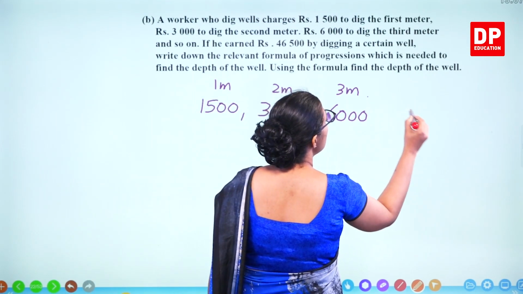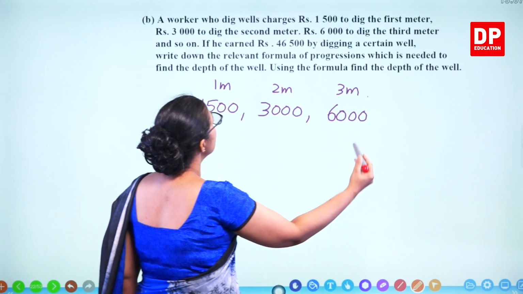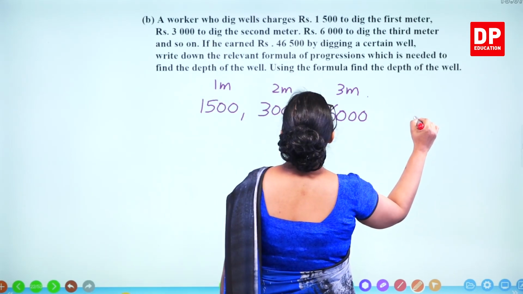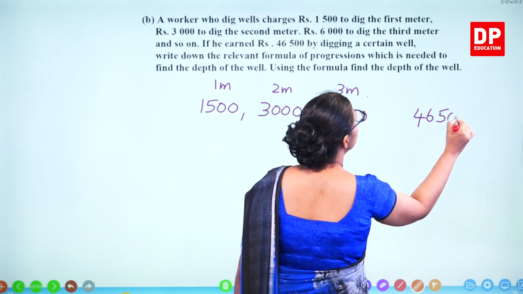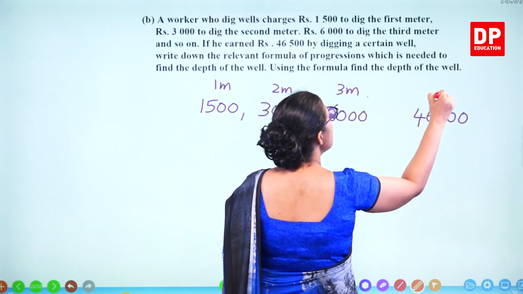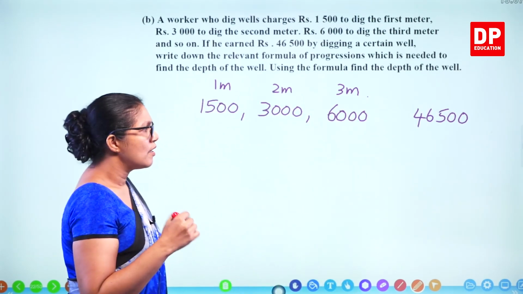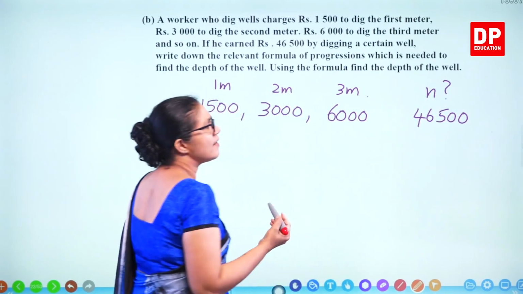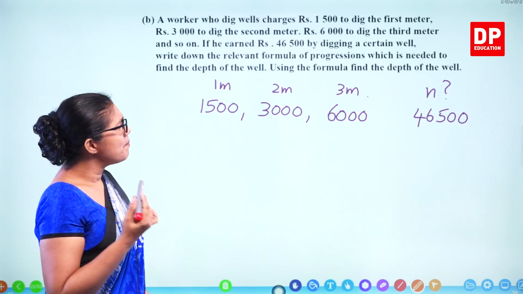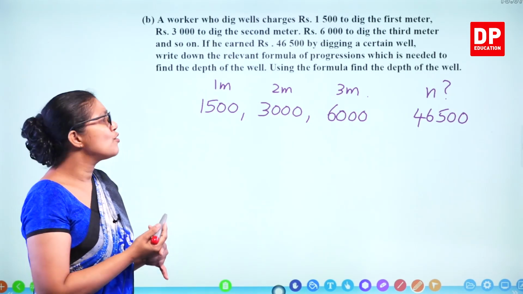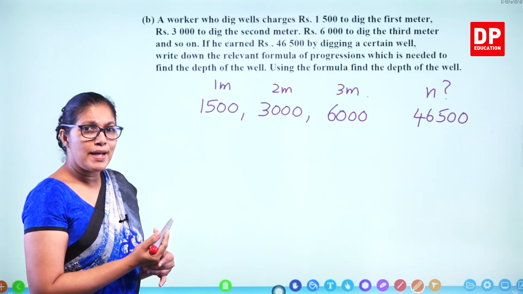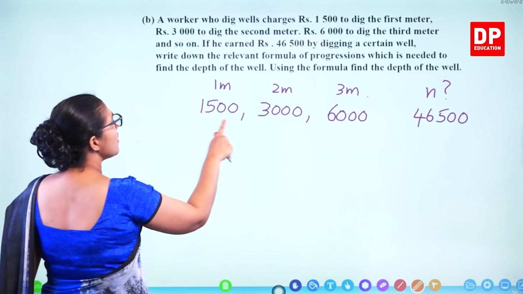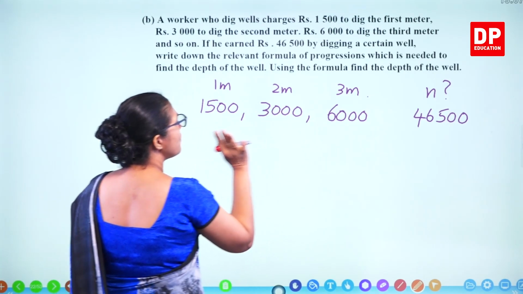So we'll write down first. The first meter, that's 1,500. The second meter, that's 3,000. And the third meter is 6,000 rupees. Here we need to find the total length, given that the total is 46,500. So basically we need to find how many meters. We'll put n meters. But before applying a formula, we need to identify whether it's arithmetic or geometric. When you take differences, the difference is not the same.